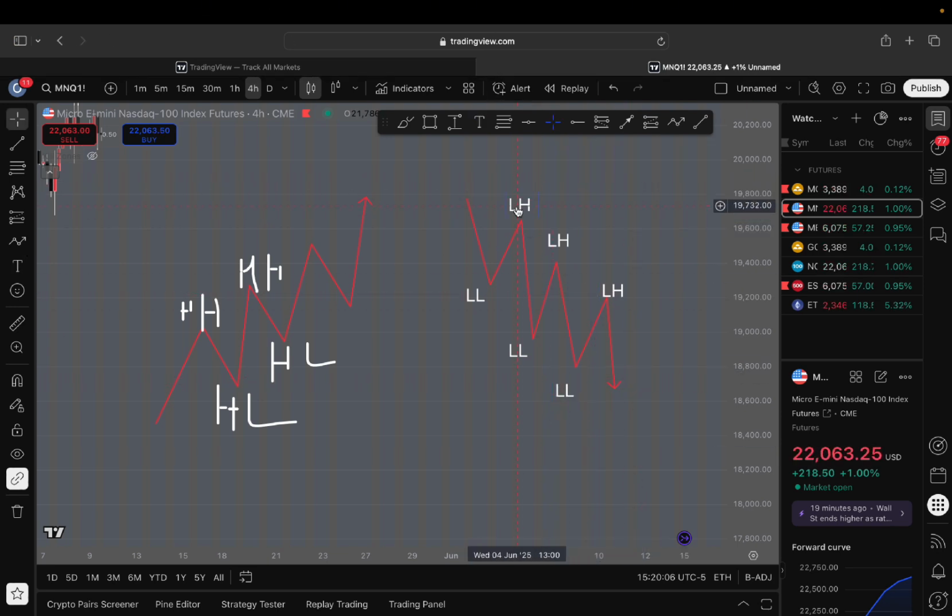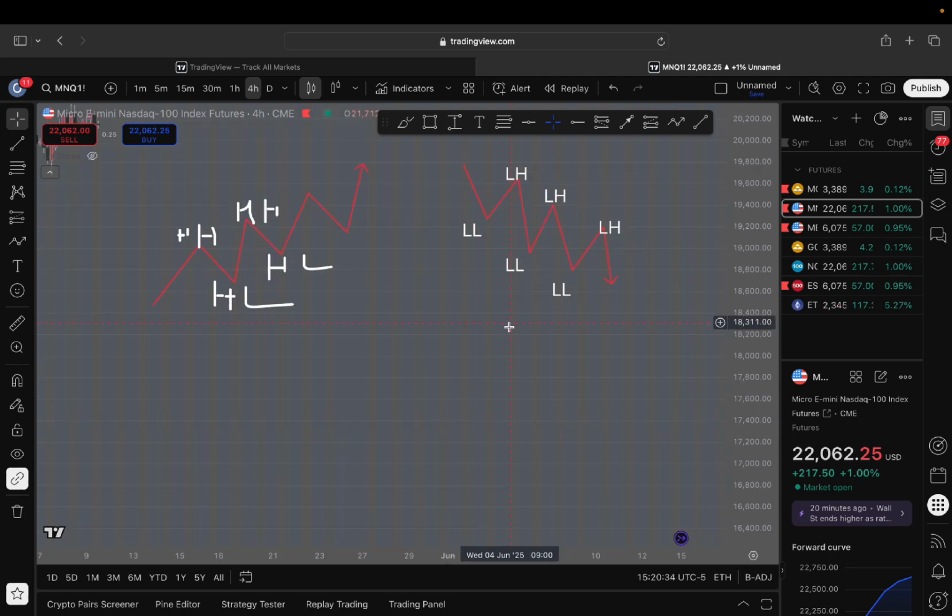That is basically how you are going to identify the downtrend. This is a lower high, lower low, lower high, lower low, lower high, lower low, because each low is lower than the previous low, and each high is lower than the previous high. That's basically the uptrend, and this is the downtrend. We have higher highs and higher lows for the uptrend, and lower highs and lower lows for the downtrend.